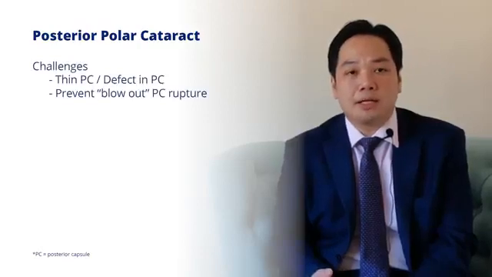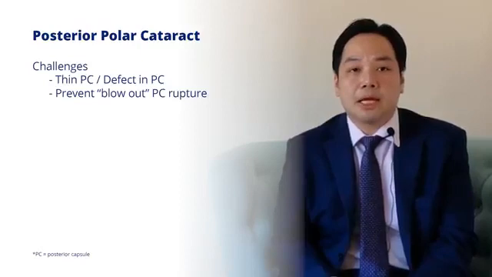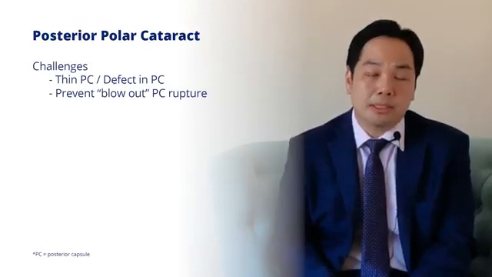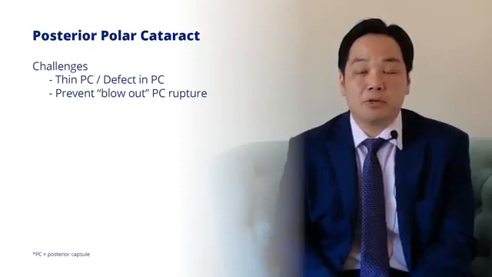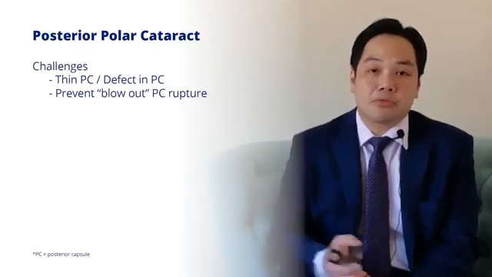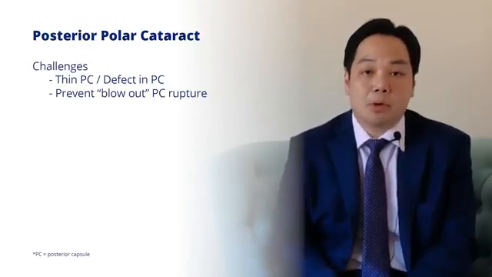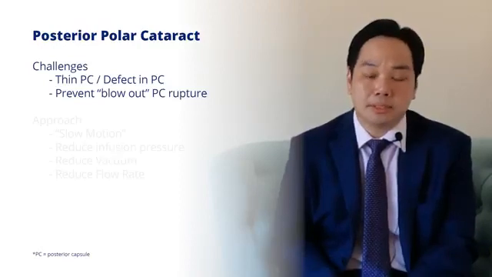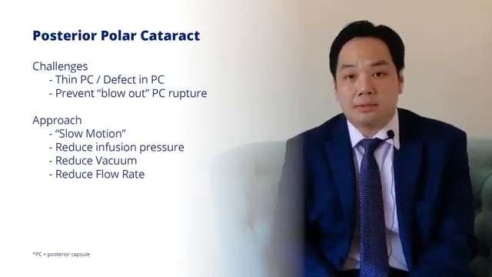So in a posterior polar cataract, you understand what the challenges are: you have a thin posterior capsule and sometimes an absent posterior capsule. What you don't want to do is to put fluid into the eye very suddenly and inflate the bag, which may cause a blowout. And that can happen if not during hydrodissection, then when you first put your phaco probe in and the fluid just comes rushing out and you can inflate the bag and blow out the capsule, ending up with a dropped nucleus. So the approach really is slow motion.